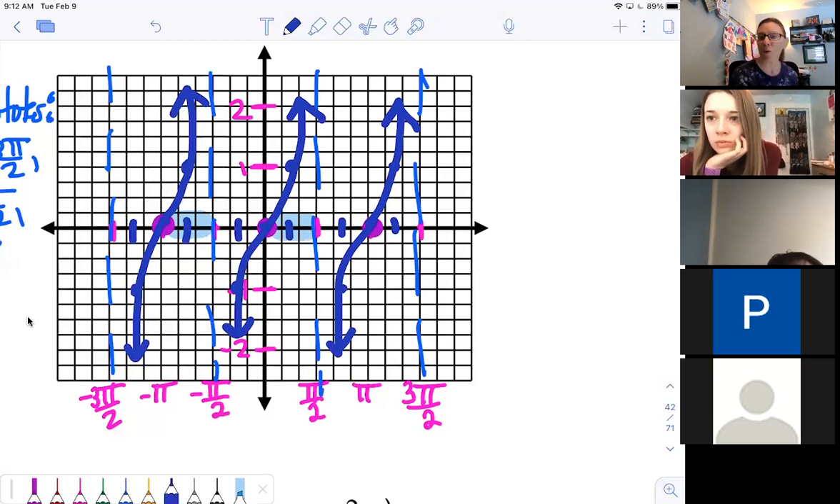So I still have points in this graph. I have 3 points and 2 asymptotes. So in a sense, there's still 5 important values that we're thinking about, just like we did with sine and cosine. Are there questions?